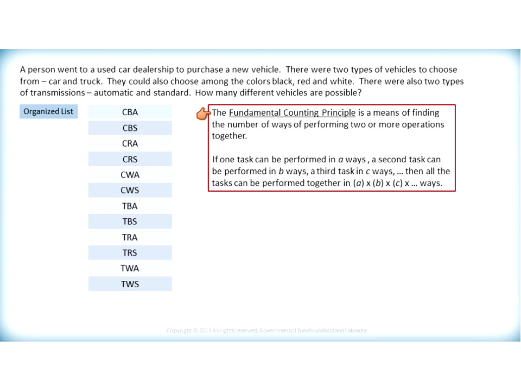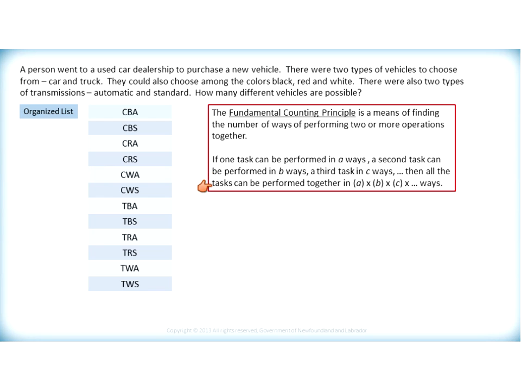The fundamental counting principle is a means of finding the number of ways of performing two or more operations together. If one task can be performed in A ways, in this example, we will use the choices of the car and the truck. So we have two choices in a car and a truck. The second task can be performed in B ways. So then you could select which color, black, red, and white. And the third task in C ways is an automatic and a standard transmission.